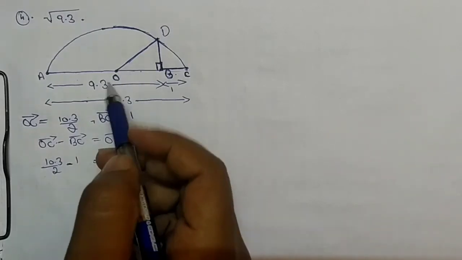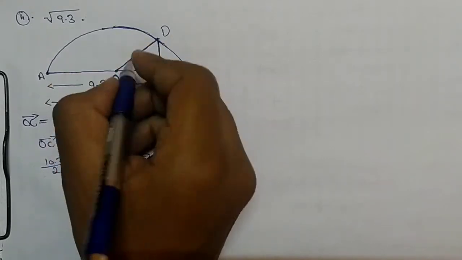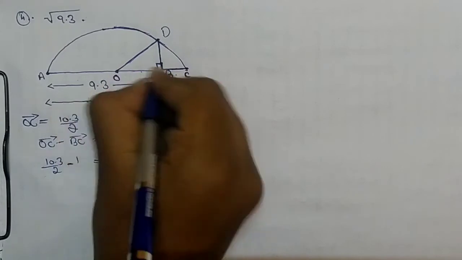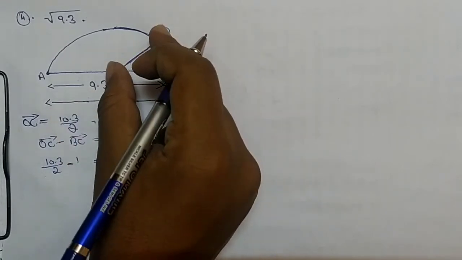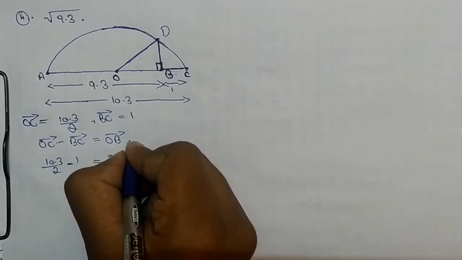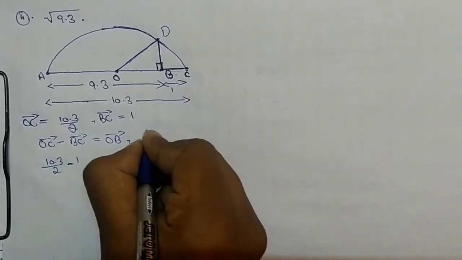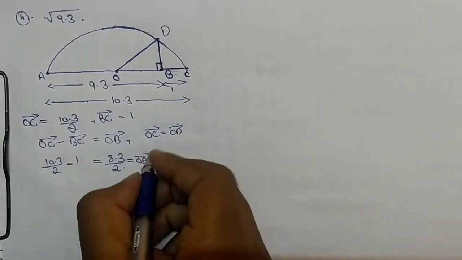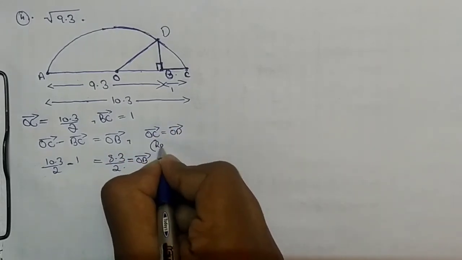Now OD, what is OD? We have taken this semicircle with radius OC, and OD is also a radius of this same semicircle. That means OC length is equal to OD length, because both are radii of the same circle.